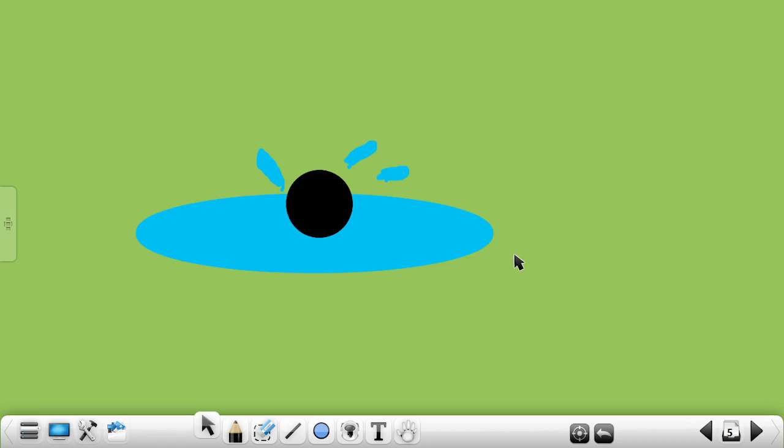Now let's look at the third law. Every action has an equal and opposite reaction. So let's say you throw this ball into the lake. The blue representing the lake. Once it goes in, you see a splash come back out. That splash is the equal and opposite reaction.